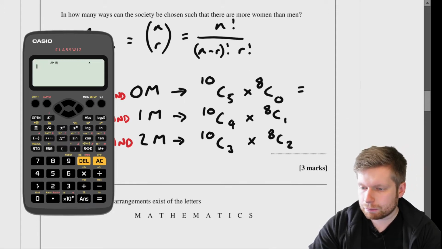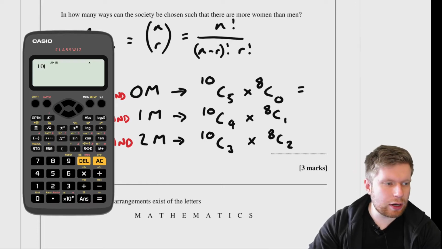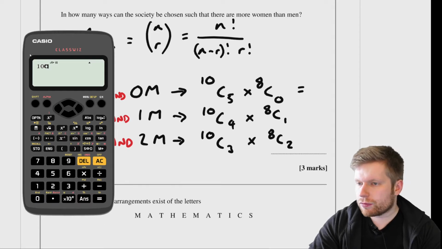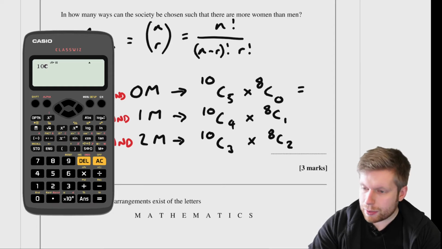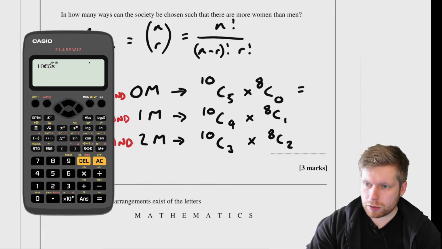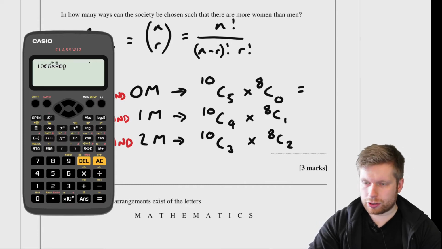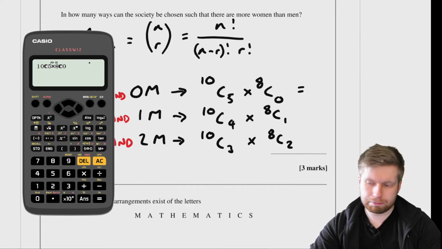So I'm going to clear my calculator. And I'm going to go 10, and I want my C. Now, C on my calculator is up here, just above the divide. So I'm going to go Shift, divide, and it brings up a C in bold there. Then the next number is the number which we're choosing, which in this case is 5. Then we're going to multiply that by 8 choose 0, like so. So that's how to enter it on this calculator here.